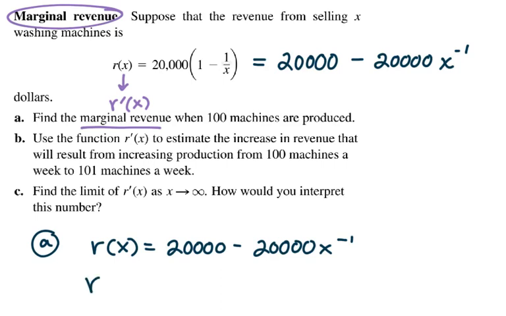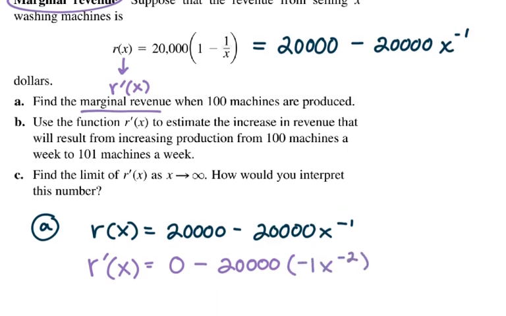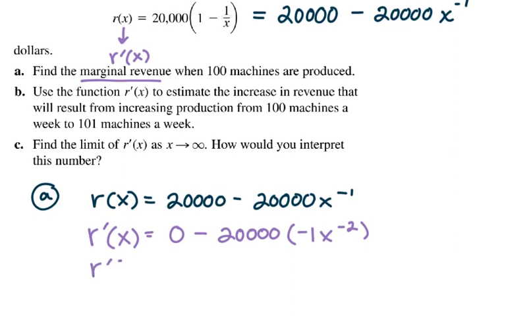Therefore, my marginal revenue, R prime of X, the derivative of 20,000 is 0, minus, I've got 20,000, taking the derivative here of X to the negative 1, that would be a negative 1, X, subtract 1, we have negative 2. So my marginal revenue function, R prime of X, is positive 20,000 X to the negative 2.